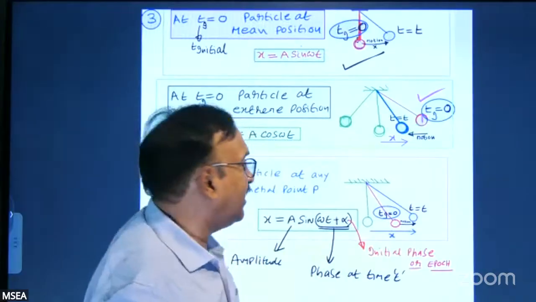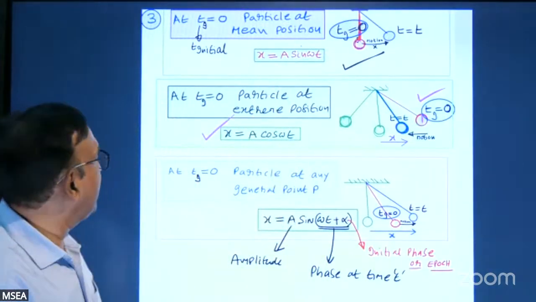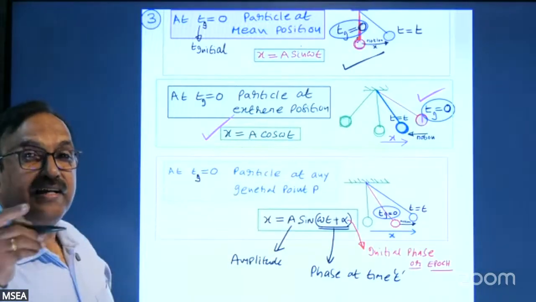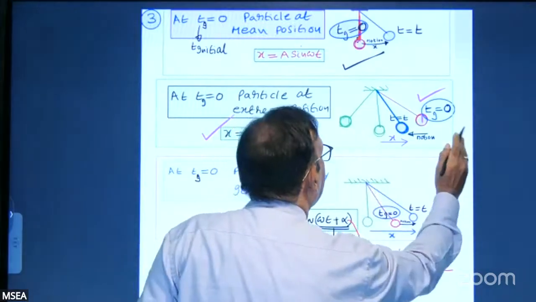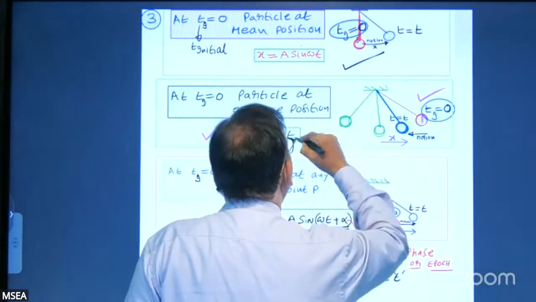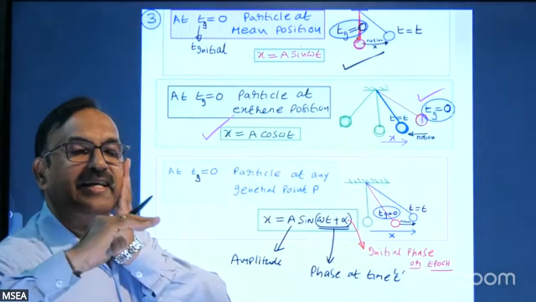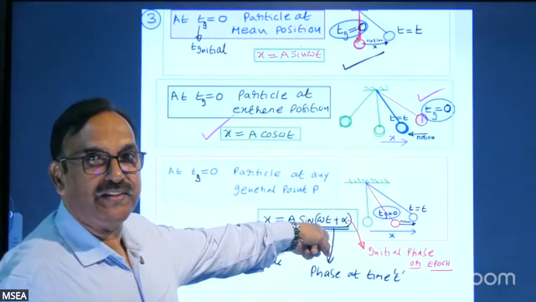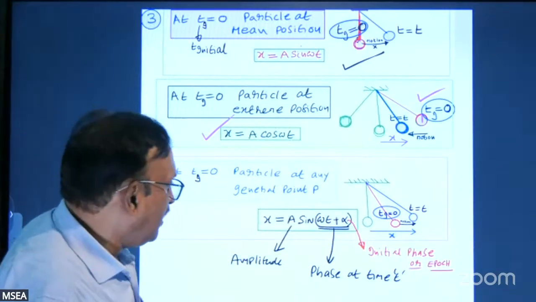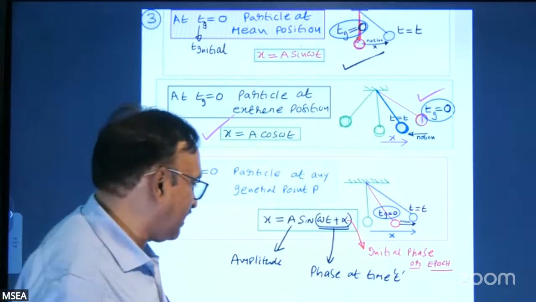In such a case, x is equal to a cos omega t. The meaning of x is the same all the time. x is the position of the body as measured from the mean position. Then x is equal to a cos omega t. So by now, you know that x can be a sin omega t or a cos omega t, or a general formula including both. Okay. Now we are going to have the application of these in questions here.